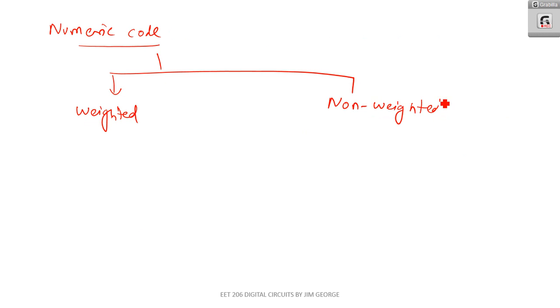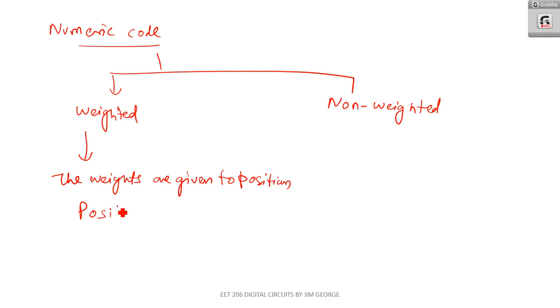What is meant by weighted code? In weighted codes, weights are given to positions. This is a position weighted code. Each position has its own weight. Non-weighted code means it is not driven by the weight of the position.